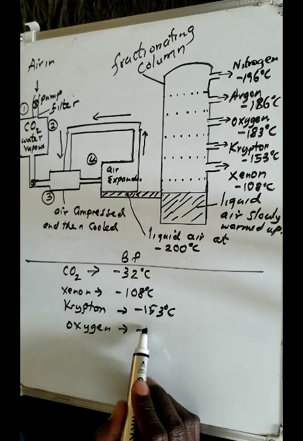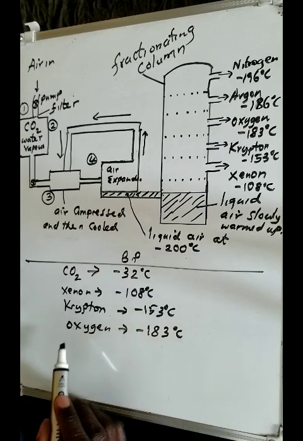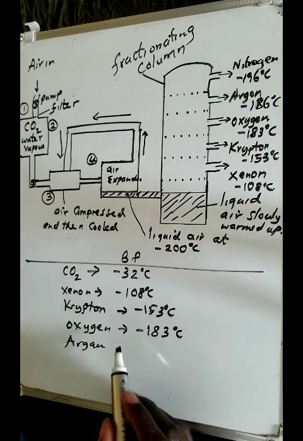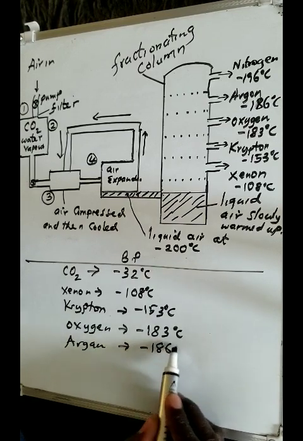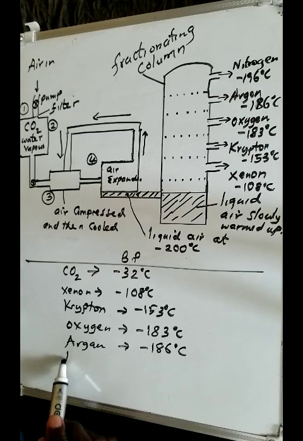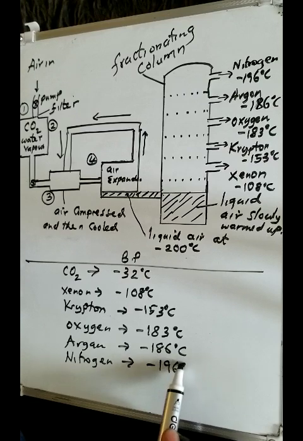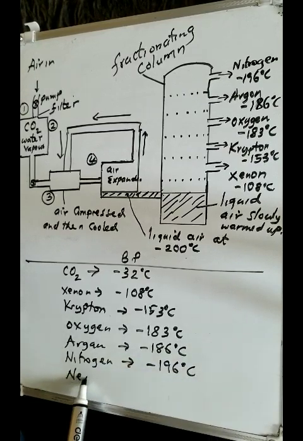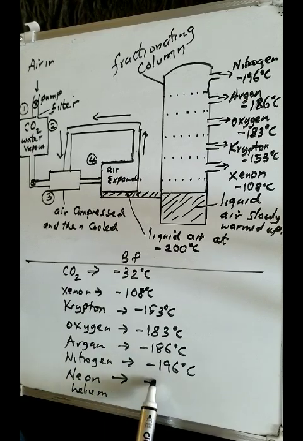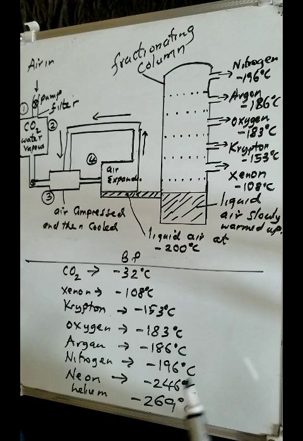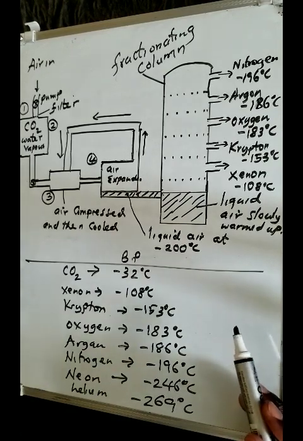We do have oxygen, the boiling point is about -183 degrees Celsius. And argon, which has a boiling point of -186 degrees Celsius. You do have nitrogen, which has a boiling point of -196 degrees Celsius. You may also have neon and helium. Neon is about -246 degrees Celsius. Helium is about -269 degrees Celsius. So these are some of the boiling points of the gases that are found in air.